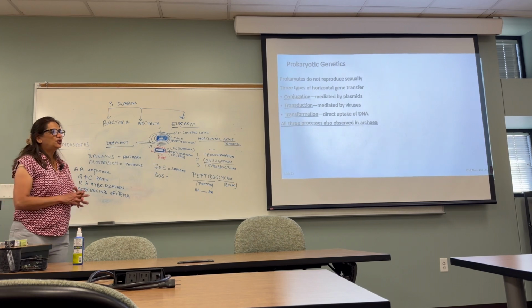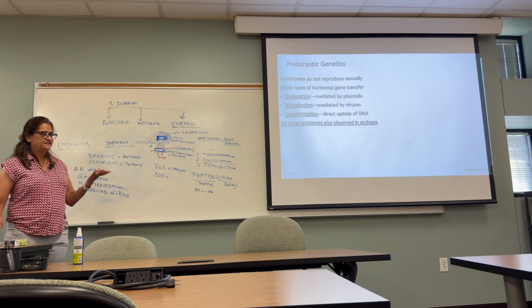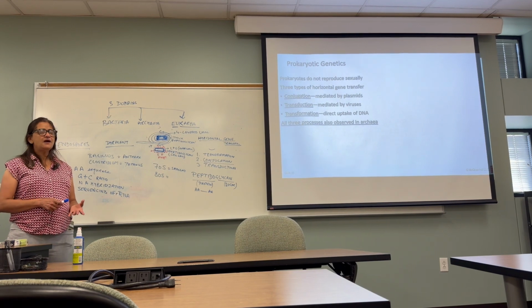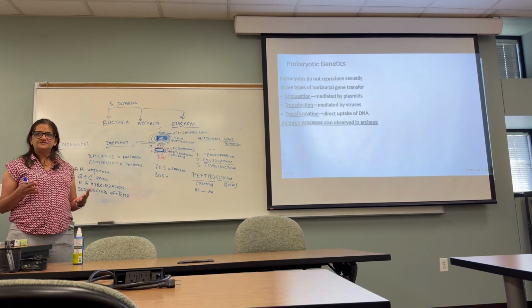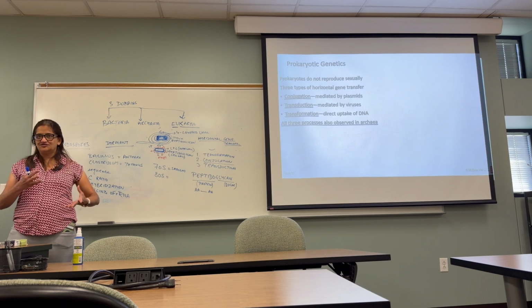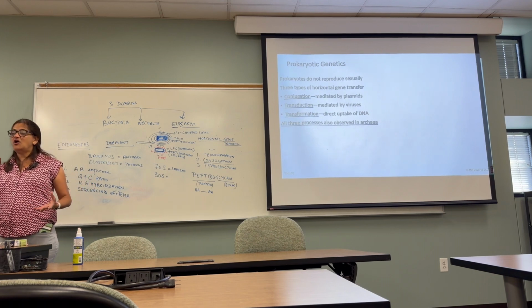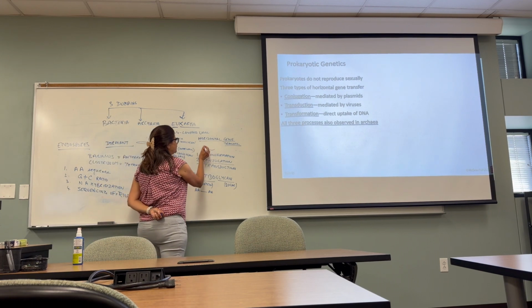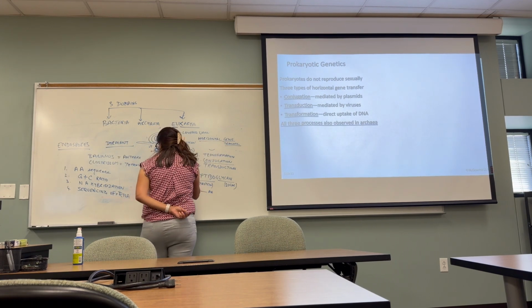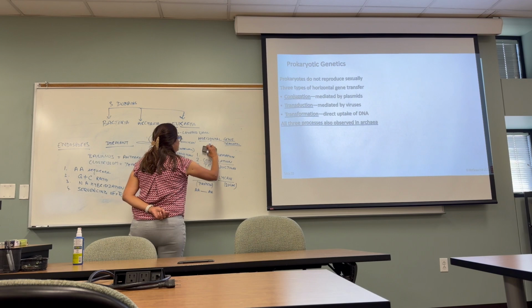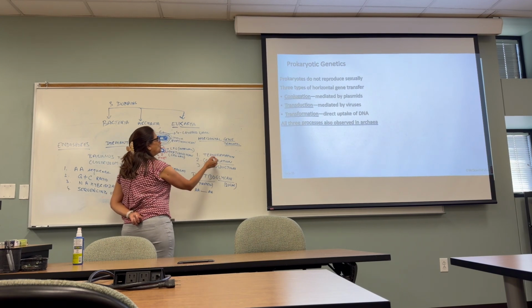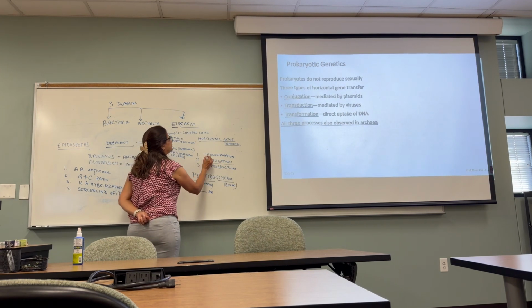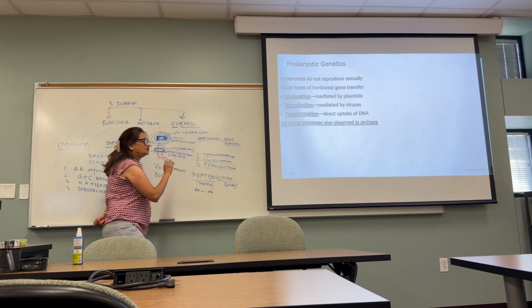So we know that they can reproduce asexually mainly, but they do have mechanisms for gene transfer, and they are called horizontal gene transfer. Like I said earlier, there are three types of horizontal gene transfer: transformation, conjugation, and transduction. So these three.